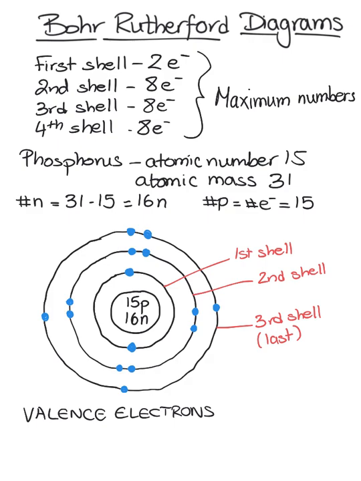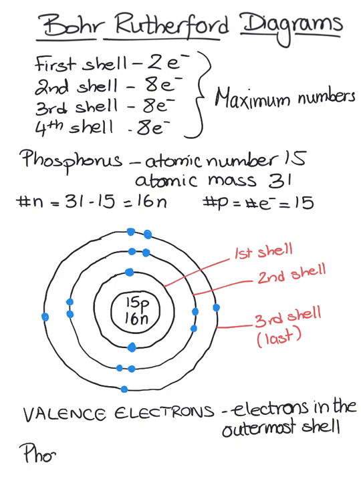The valence electrons are the electrons in the outermost shell. Now, in the case of phosphorus, how many electrons are in the last or outermost shell? Well, there are 5. So phosphorus has 5 valence electrons.